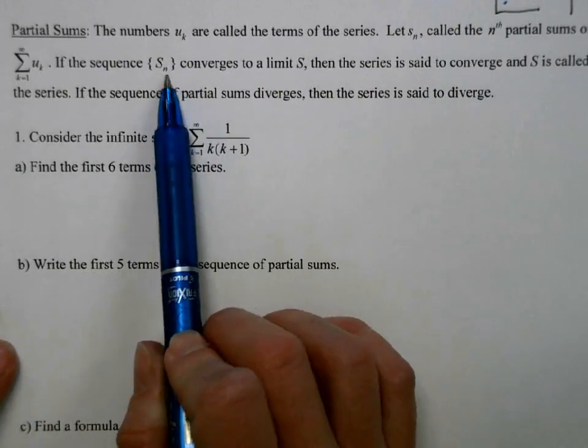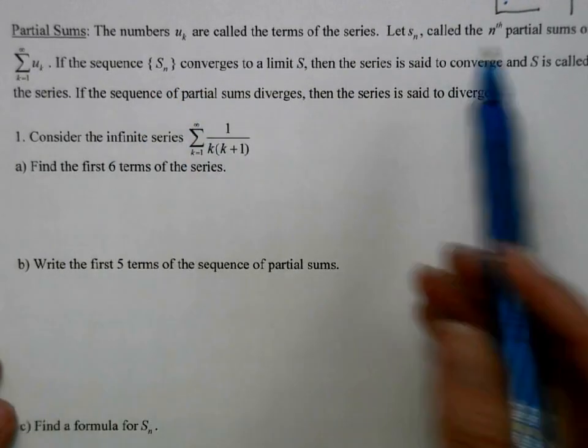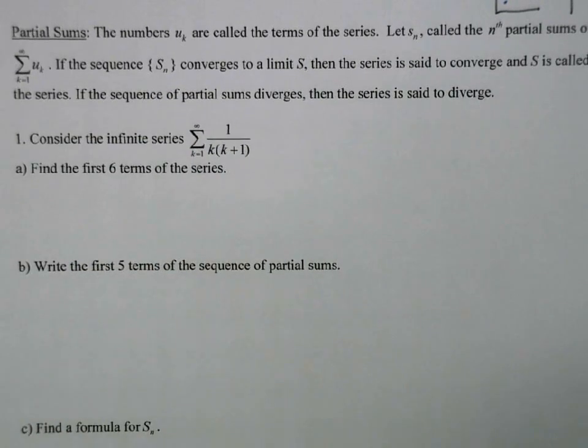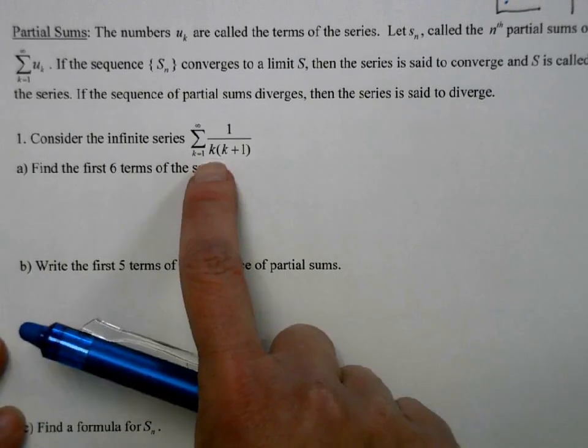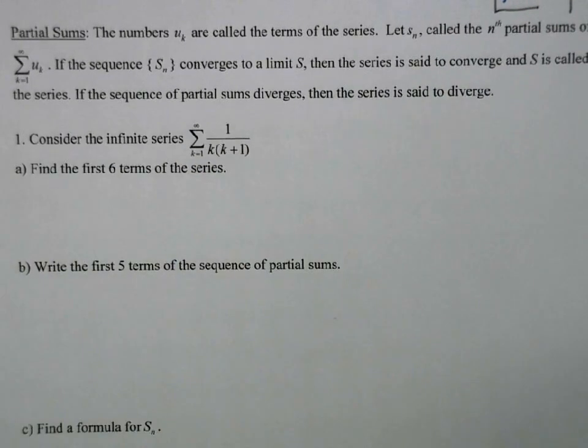If there is a limit for the partial sums, then the series is going to converge. If the partial sums don't have a limit, then the series diverges. So we're going to first look at the series from 1 to infinity of 1 over k times (k plus 1). We're going to generate the first 6 terms of the series.